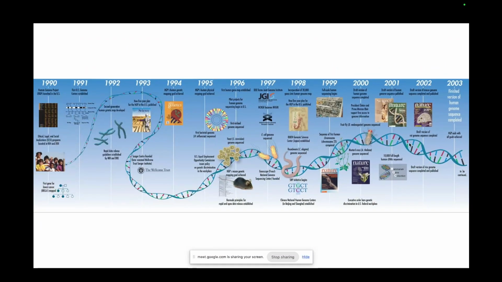So it took about 13 years. The goal was 15 years, but due to advances in technology at that point of time, the goal was achieved faster, and also the cost of sequencing a human genome came down drastically.